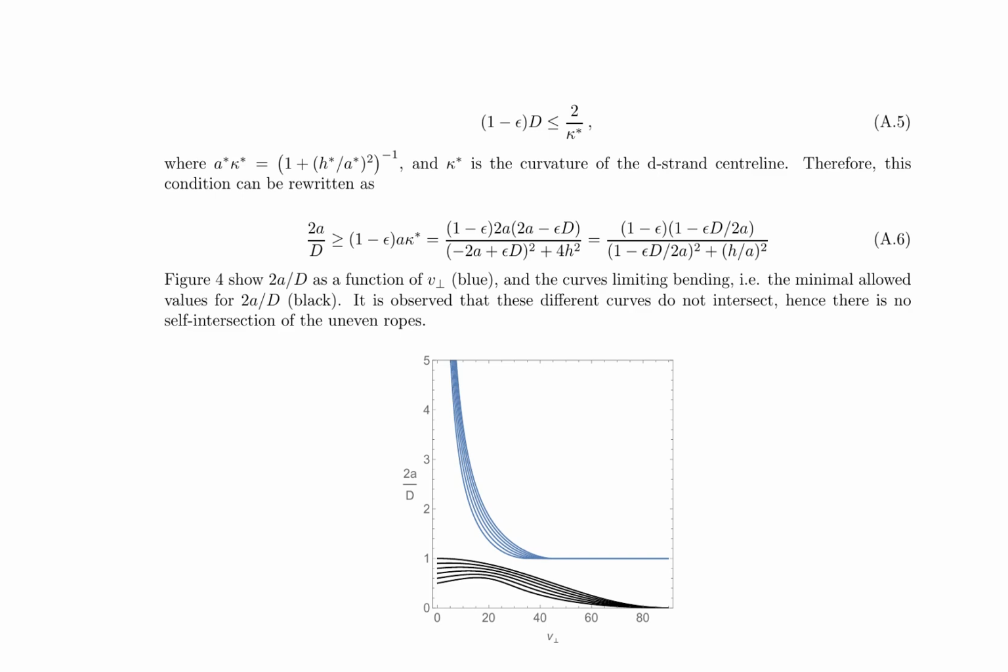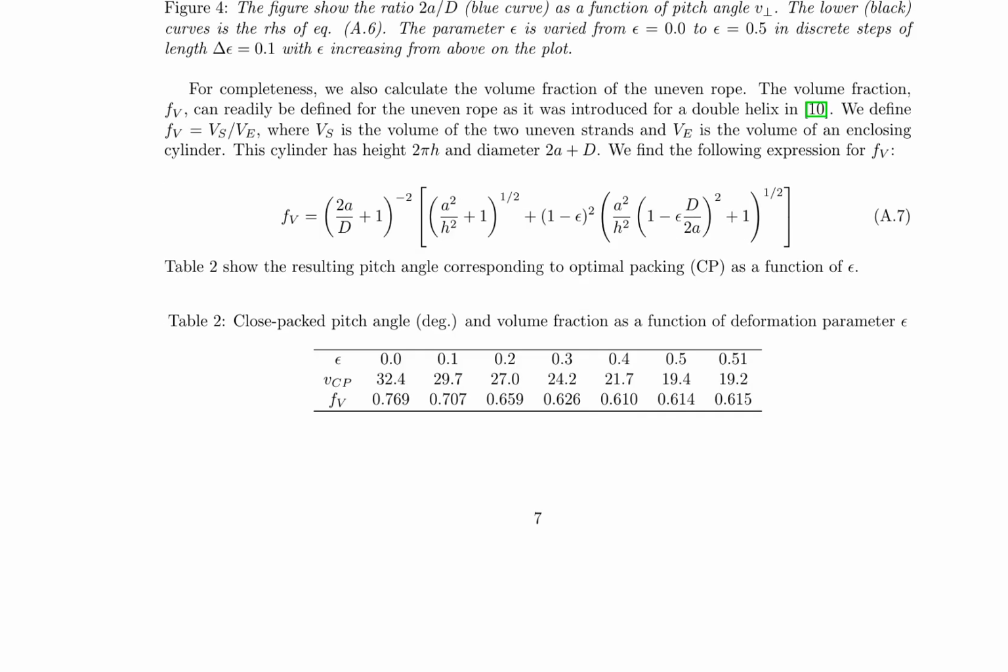This condition is rewritten as 2a/D is greater than or equal to (1 minus ε), a κ equals (1 minus ε)(2a minus εD)... as shown in equation A.6. Figure 4 illustrates the ratio 2a/D as a function of the pitch angle, with the limiting curves for bending shown in black. The curves do not intersect, indicating that self-intersection of the uneven ropes is avoided.